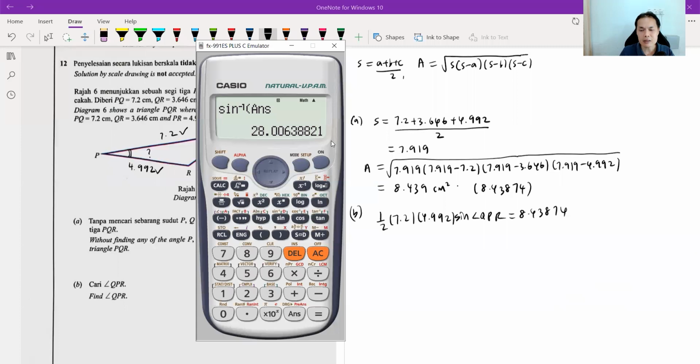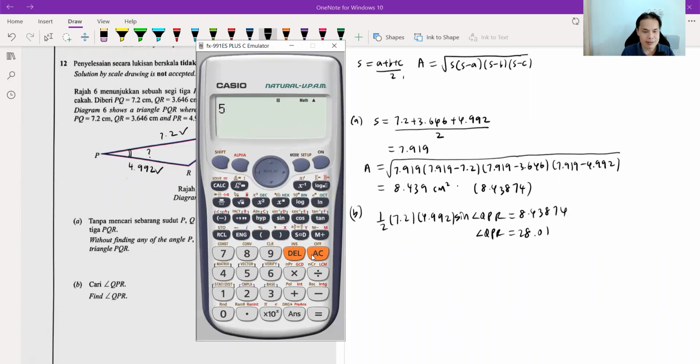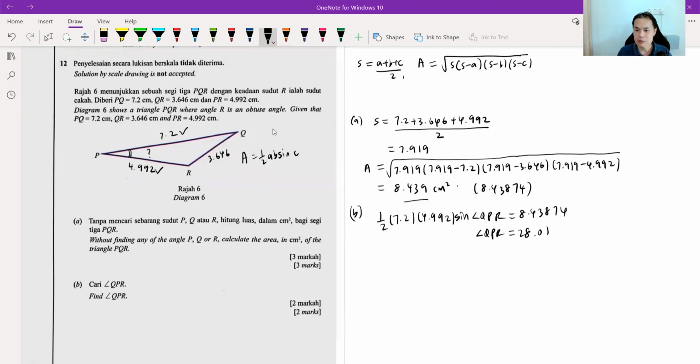28.01. Yeah, your angle QBR is 28.01. Okay, let's try with this, see whether the answer is a bit different or not. 8.439 times 2 divide 7.2 divide 4.992 equals, shift sign, answer equals. Yep, I still get 28.01. So there's no difference using this or even more decimal points.